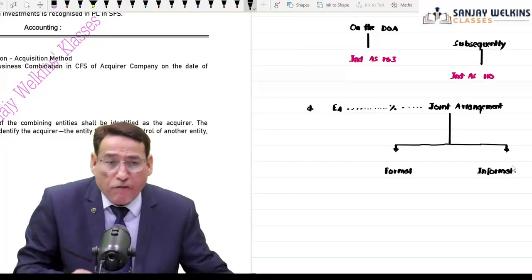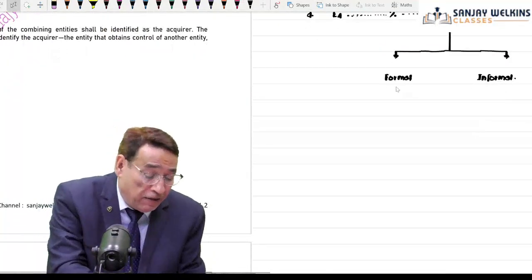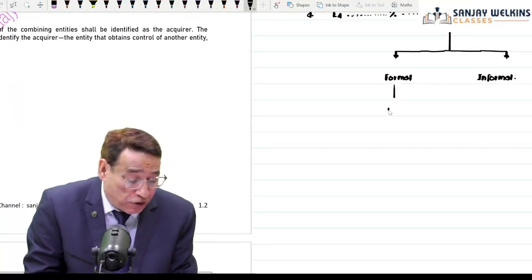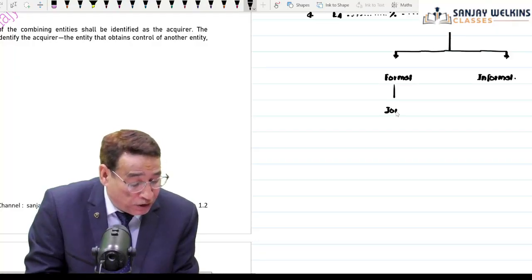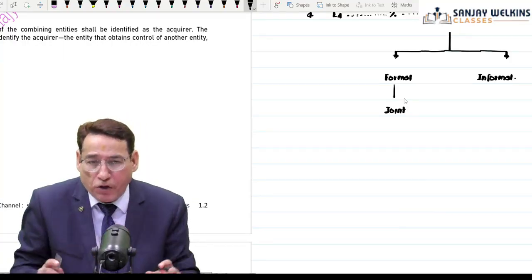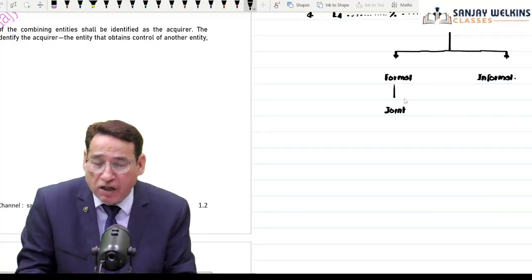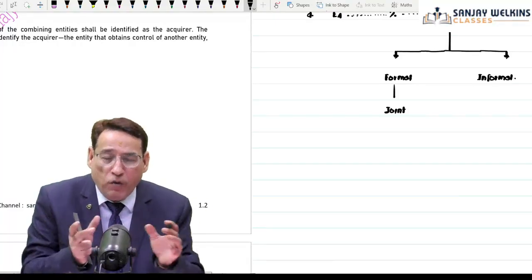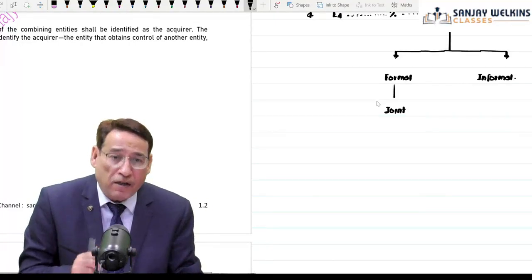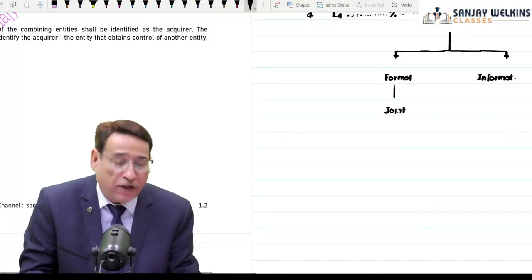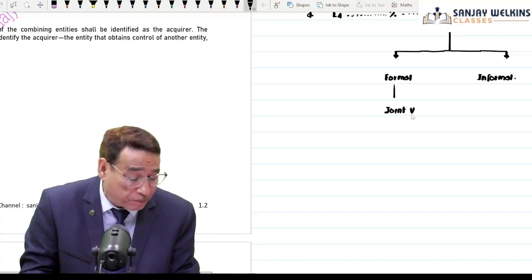When we say it is a formal arrangement, then this joint arrangement will be considered as a joint venture. If it is formal, that means everything is documented, everything is done in a legal manner, and generally three or four enterprises combinedly have formed a new entity, a corporate entity. So that is why a formal joint arrangement is known as joint venture.